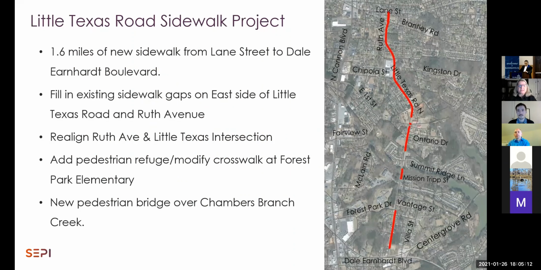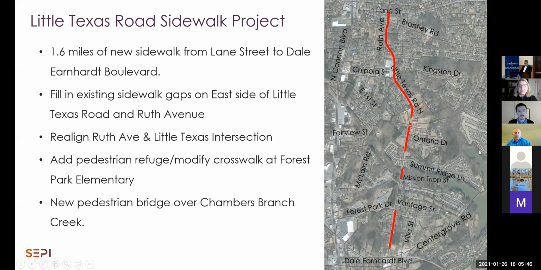So the basics of the project involve a sidewalk, and that's really the goal from Lane Street all the way down to Dale Earnhardt Boulevard. And as you can tell on the map on the right side of your screen, there's sections that don't exist today. And what you're seeing on there are the new sections. So what's in red is what we're proposing to build, and what's not shown in red is already there. So we're filling in the gaps so that you can walk from Lane Street all the way down to Dale Earnhardt with the completed project. And that's about 1.6 miles.